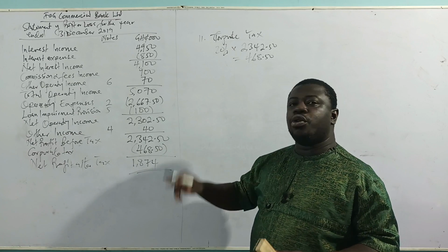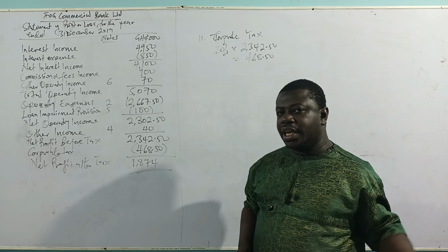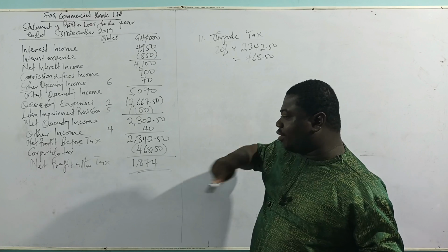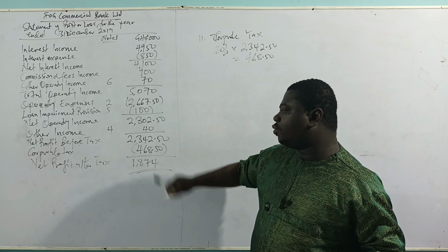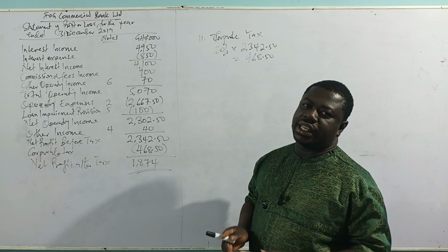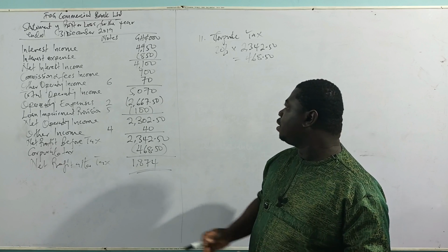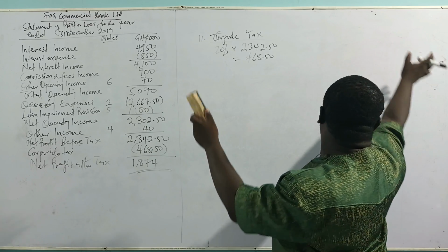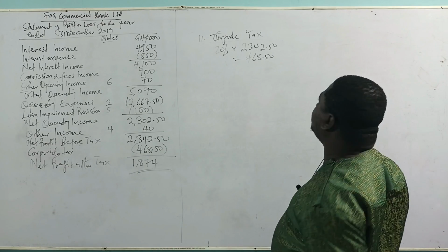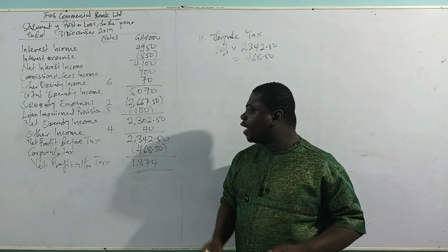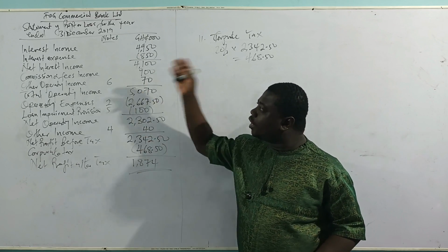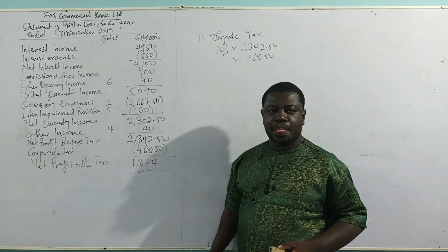So all this figure will not go as a liability. When we get to the current liability, we'll take the 100 cedis that has been paid from this in order to arrive at the tax liability. So that is that. I'm going to clean this, and I'll use this piece to prepare the statement of changes in equity. So this is your statement of profit or loss.